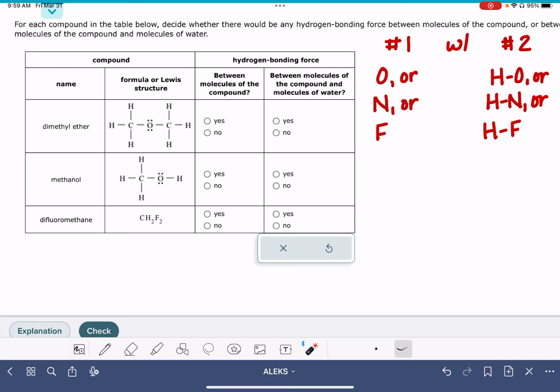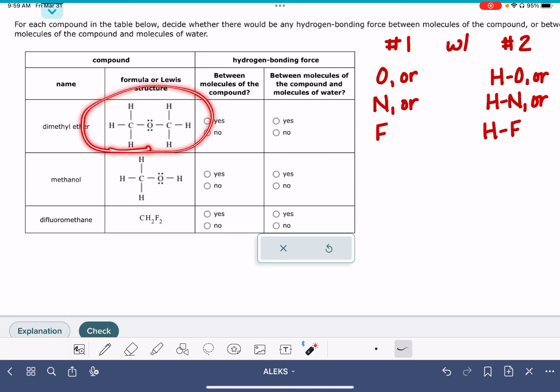Now, just to be clear, it doesn't have to match up perfectly. By that I mean if molecule number 1 has an oxygen, it can hydrogen bond with a molecule that has a hydrogen-nitrogen bond. We don't have to match the oxygens with oxygens or the nitrogens with nitrogens. We just need to have one of our molecules containing any one of these three atoms and our other molecule containing any one of these three bonds.